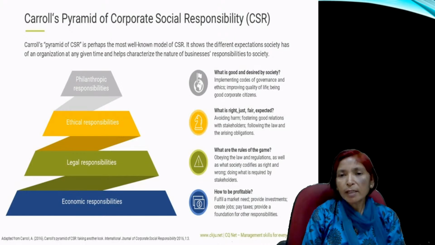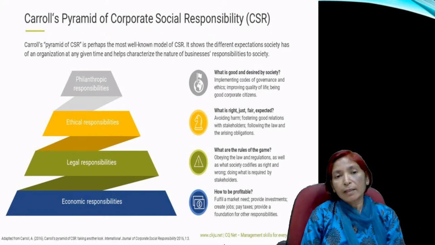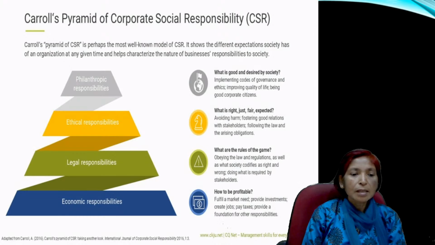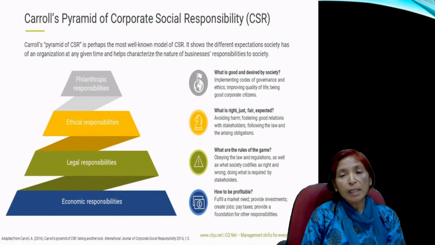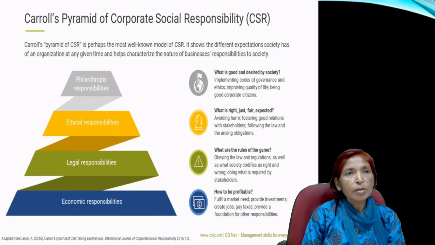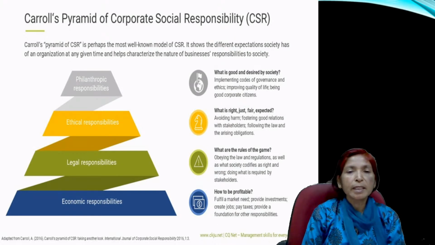It shows the different expectations society has of an organization at any given time, and it helps to characterize the nature of business responsibilities to society. Number one is economic responsibility. The main first responsibility is economic responsibility. It means each and every business enterprise should pay their employees that amount so that they can fulfill their basic needs or basic requirements like food, clothes, shelter, education, health, sanitation. This is the economic responsibility.